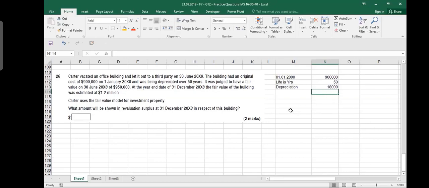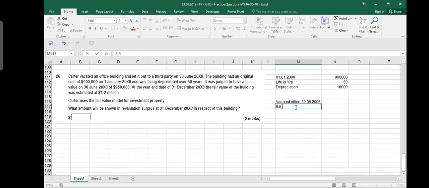Okay. Now what happens? You took this asset, you started using it, and you started charging depreciation starting from 1st January 2000. It says that Qatar vacated an office building and let it to a third party on 30th June 2008. When did you vacate the office? On 30th of June 2008. So if you talk about 30th of June 2008, how much period has passed from the beginning until here? 2000, 1, 2, 3, 4, 5, 6, 7, 8. Say 8.5 years.